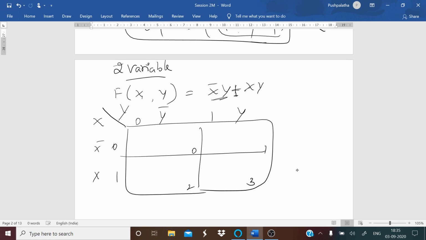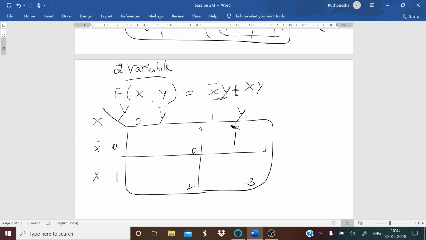What do you have here? x bar y. So which cell, as we said earlier, you have to put a 1 in any of the cells here. Which cell are you going to put a 1 in? You have to put it in x bar y. Which is x bar y? This is your x bar. Where is y? It is here. So x bar y means this is the cell. Okay, this is the cell where you are going to give x bar y. So you are going to put 1 here.